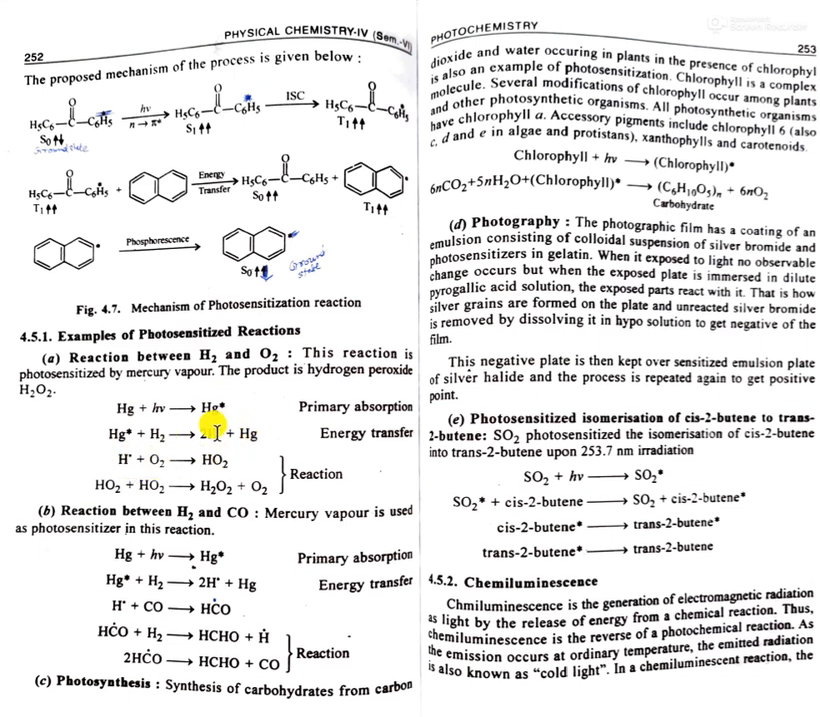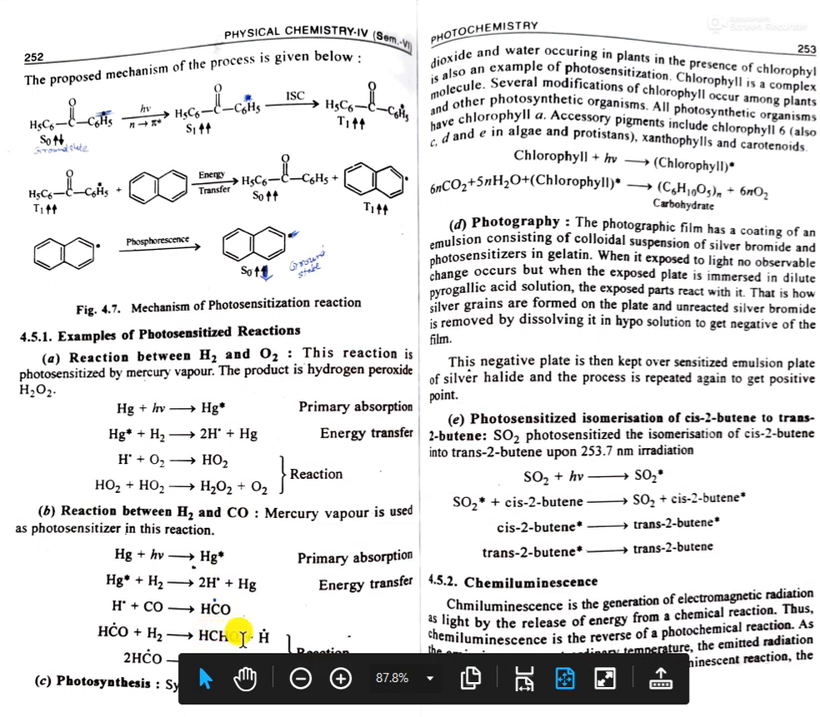And again, this H dot formed during this energy transfer step will collide with an oxygen molecule and HO2 is formed. Then two molecules of HO2 will react to give H2O2, that is hydrogen peroxide, and oxygen. This is the reaction step. And similarly, a reaction between hydrogen and carbon monoxide to form HCHO is also facilitated with the help of the mercury sensitizer. Other examples are photosynthesis.